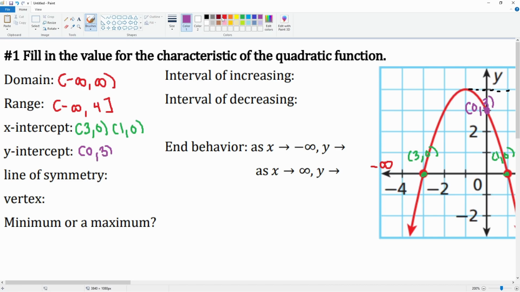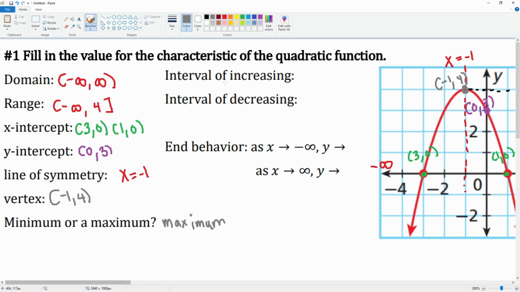Now we look for the line of symmetry. The line of symmetry is the equation that cuts straight down the middle. So that's going to be x = -1. That also gets us our vertex. Our vertex is located right here, which is that point (-1, 4), with the range value of 4. So the vertex is at (-1, 4). That is the highest point, so we will consider that the maximum.